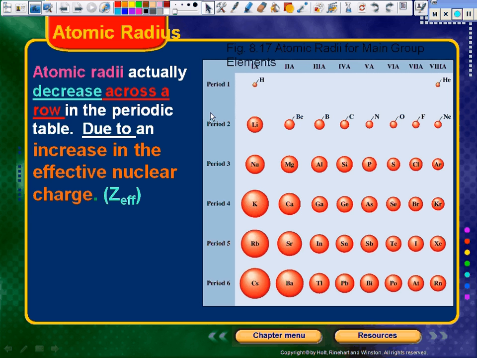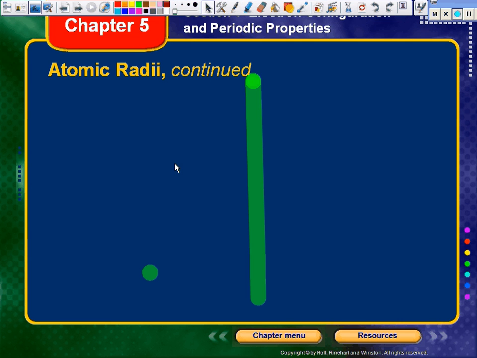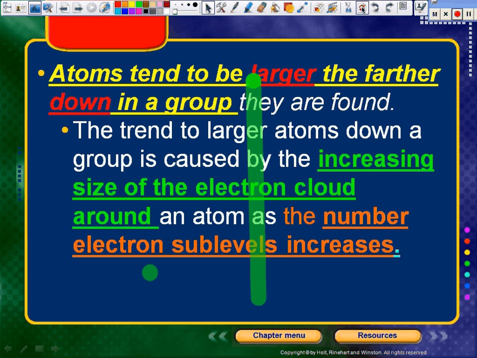Now, within each group, when I say within each group, I'm talking about this thing. Within that group, what do you notice happens to those spheres? They get larger. Within each vertical column, the atomic radius tends to do what? Increase. That's obvious. You can look at the picture and tell. Within the period number, there's 2 reasons. I'm actually going to go to the next slide so you don't have to cram it in on that. I want you to, it's actually 2 slides down. Let's find this one. It's just 2 down.